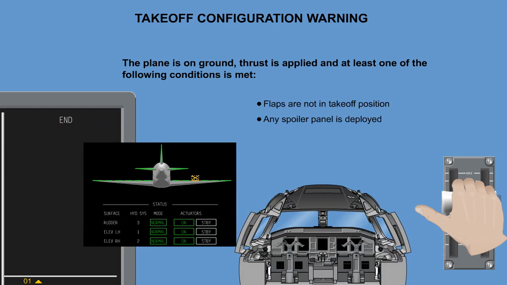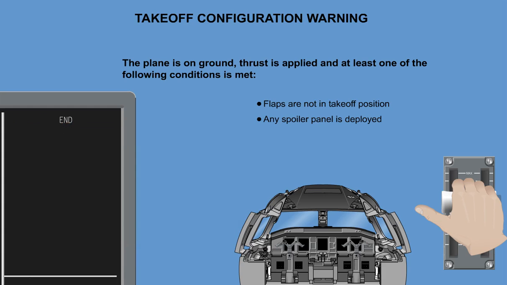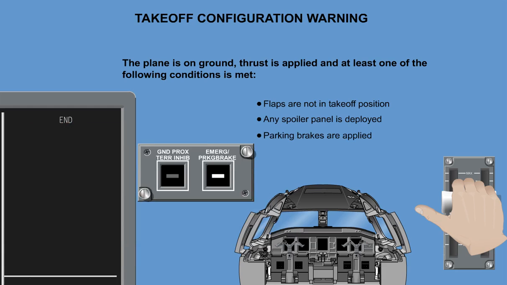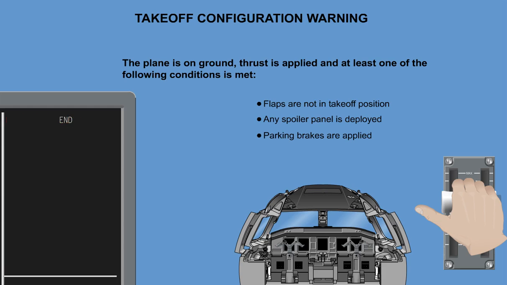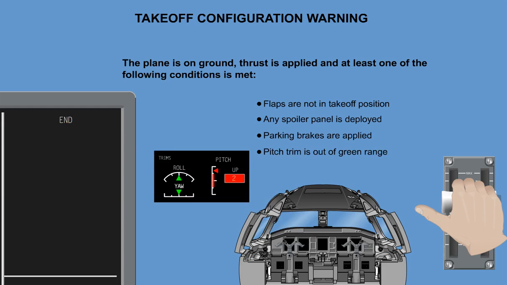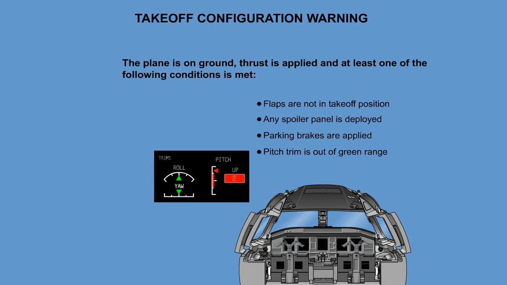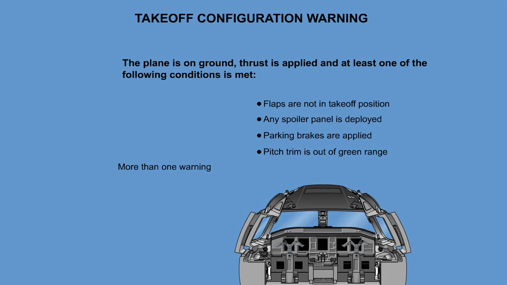Any spoiler panel is deployed. "No takeoff. Spoiler." Parking brakes are applied. "No takeoff. Brake." Or, pitch trim is out of green range. "No takeoff. Trim." More than one warning may be generated if more than one condition is met.